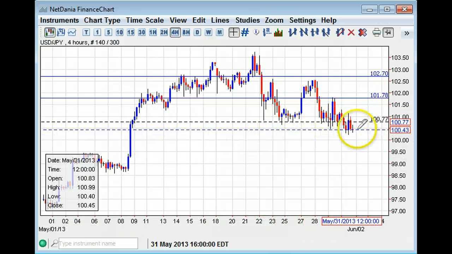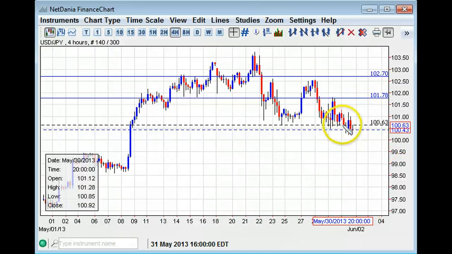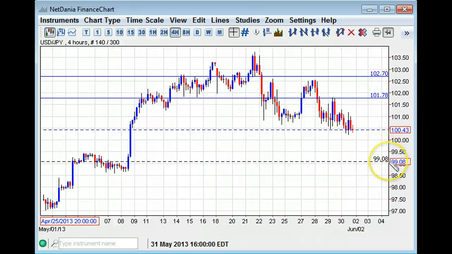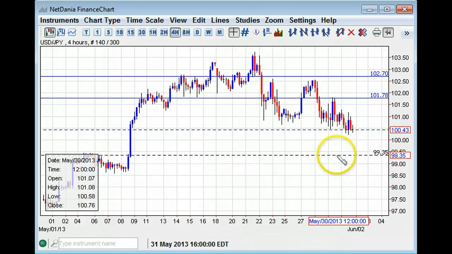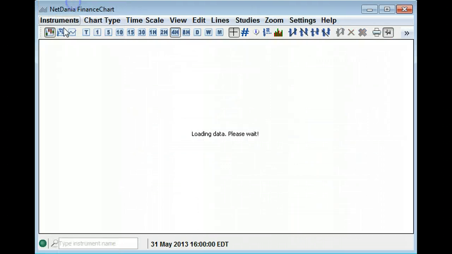But I do think that a break of 100 combined with negative US data could trigger a massive liquidation and take us to 99s, maybe 98.50s, very, very quickly as all the dollar yen bulls begin to panic and bail out of the position. So that's kind of how the main story of the week shapes up. Let's take a look at the other instruments that are trading.